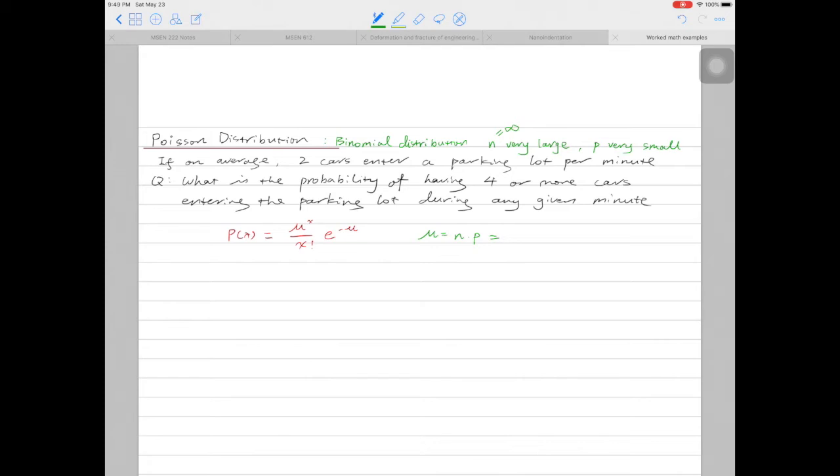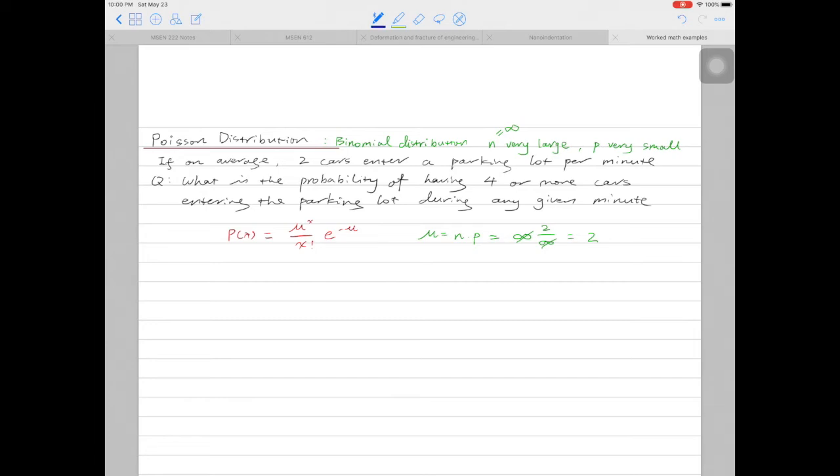In this case, if we divide 1 minute into infinite amount of slices, then n will be equal to infinity. Because we have 2 cars enter the parking lot per minute, the probability of having a car entering the parking lot during this infinitely small duration of time is 2 over infinity. Infinity, they cross out. Therefore, mu is 2.